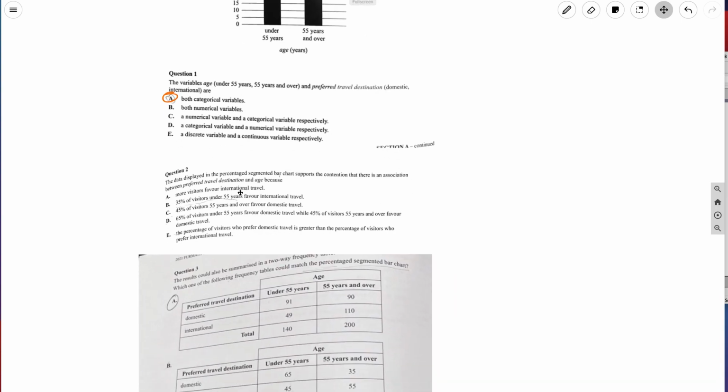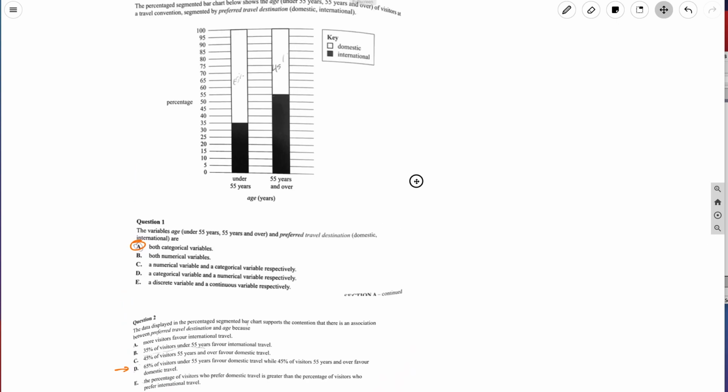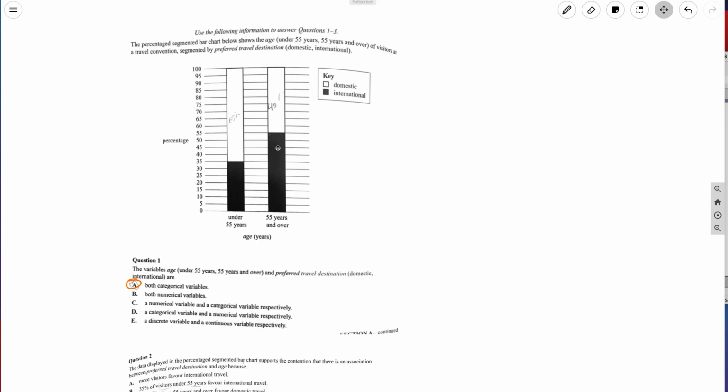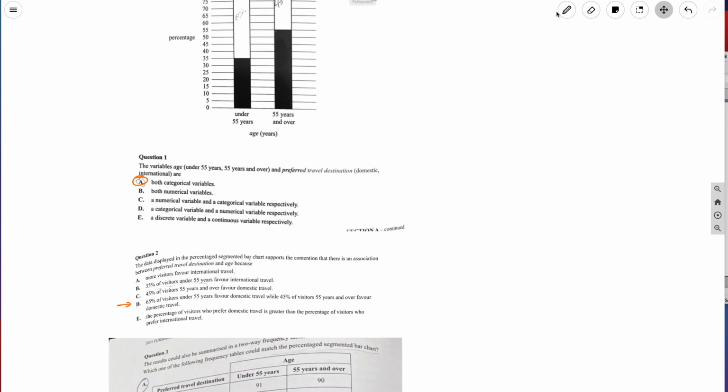Question 2: the data displayed in the percentage segmented bar chart supports the contention that there is an association. With these, any of the really simple ones are probably going to be wrong because you're trying to prove an association. You can't talk about just one group or some summary statistic. So the only ones that look possible are D and E. D says 65% of visitors under 55 preferred domestic. Under 55, domestic is white. That is 65% and 35% for international, so that's true. While 45% of visitors 55 and over prefer domestic. We can see international goes to 55, so the leftover is 45, so that would be correct as well. So that would be D.